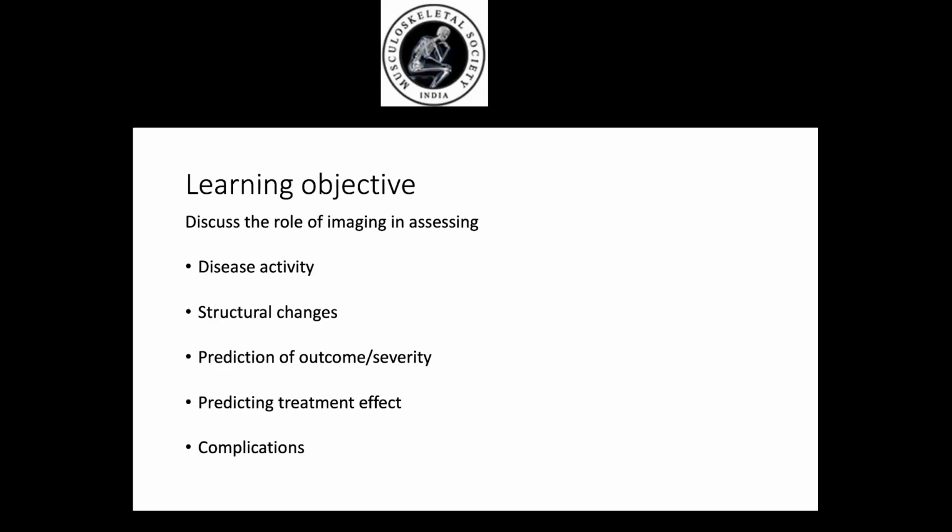And while we try to predict treatment effect, what we're trying to predict is, at start of treatment, are there some imaging features which might tell us that this patient is going to be difficult to manage, it's going to be aggressive disease, and do we need to initiate some kind of aggressive treatment? So that's the difference between those two. Again, complications, which is self-explanatory.